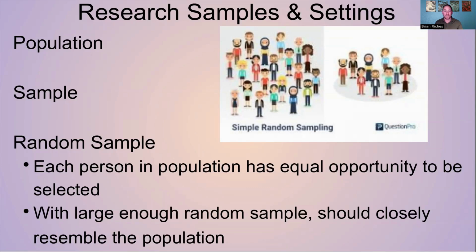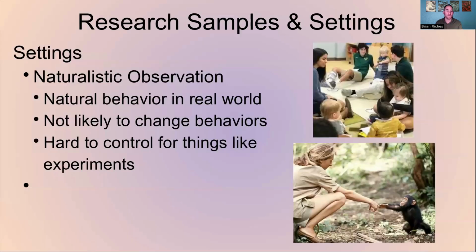All right, so with this, another thing is the settings that we do research in. Naturalistic observation is when you try to observe people in the most natural setting that you can. So you might observe students in a classroom. You might observe students on a playground. You might observe college students in a coffee shop near the campus.